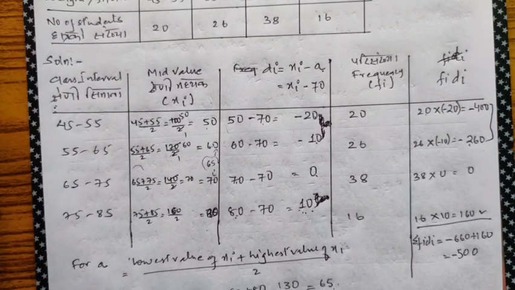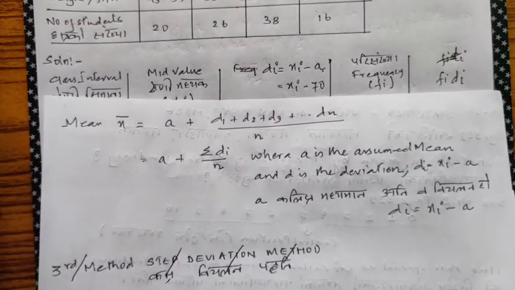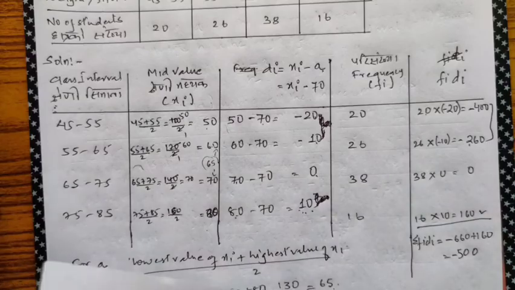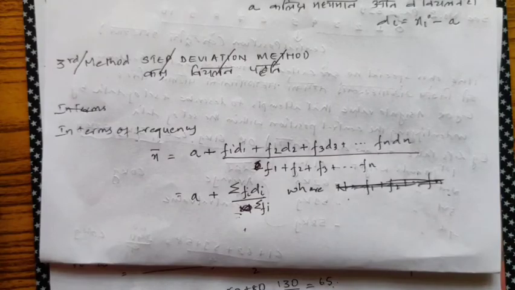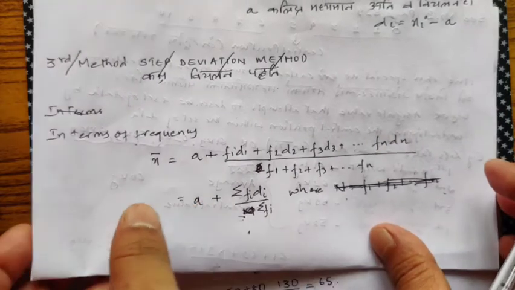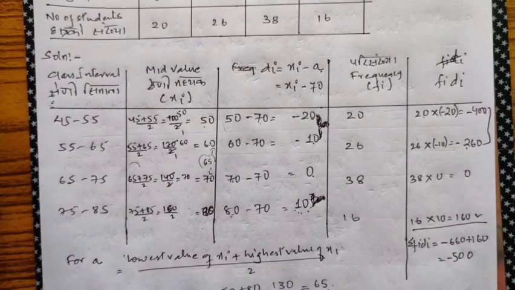Okay, so now let's go to our formula. Give me a minute, let me find the page with the formula. Okay, what does the formula say? The formula says a plus summation fi di by summation fi, with the frequency. I have my a. What is my a? My a is 70. Summation of fi di is ready, and I need summation fi.